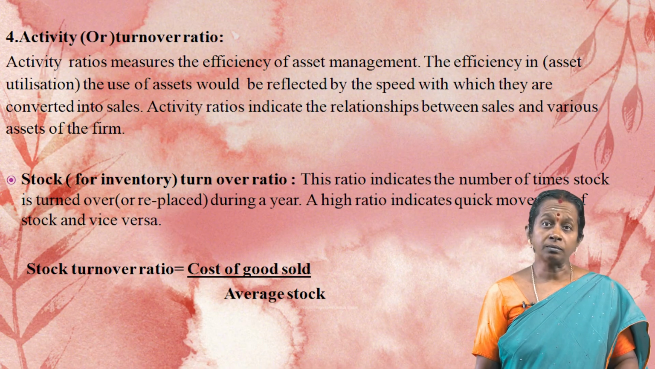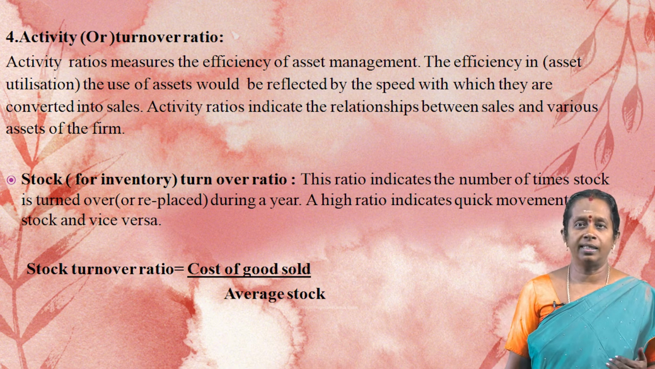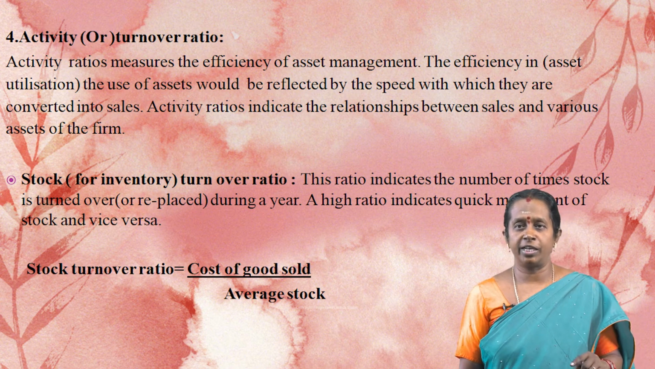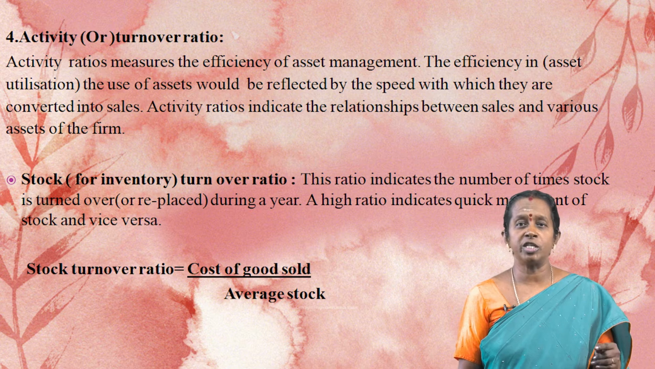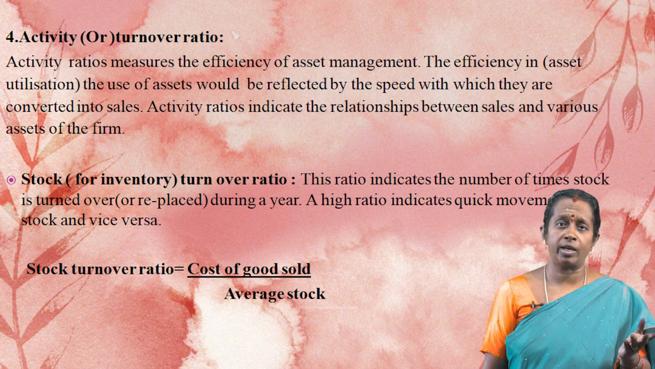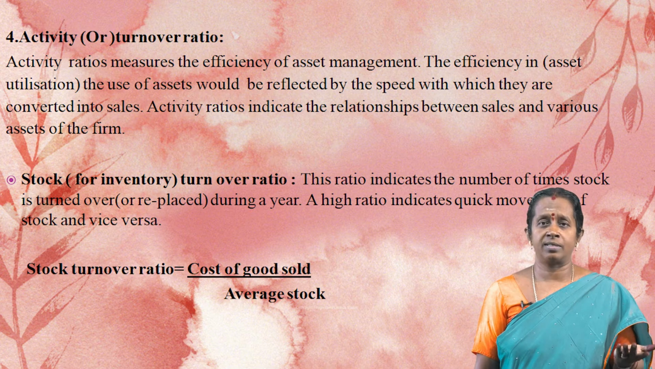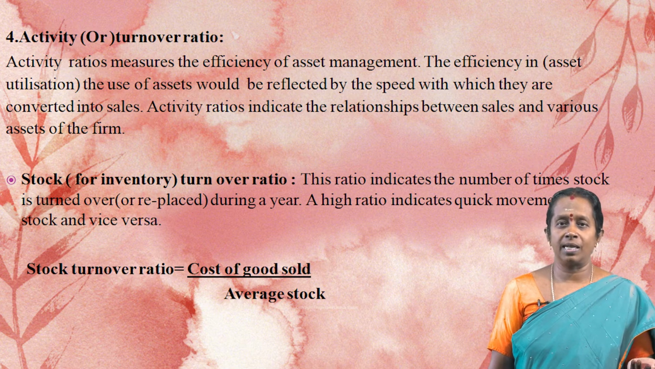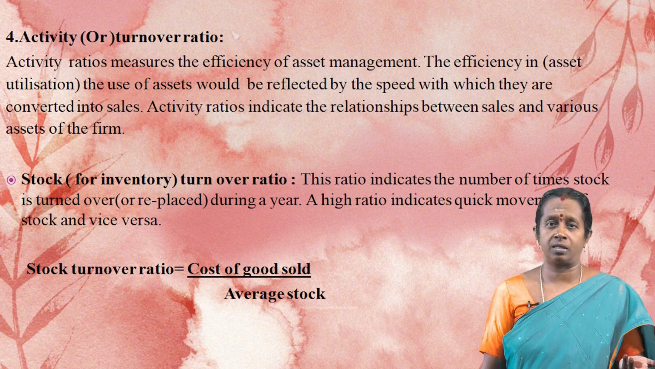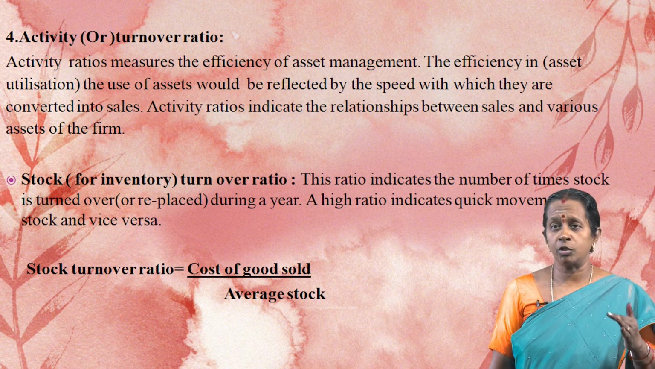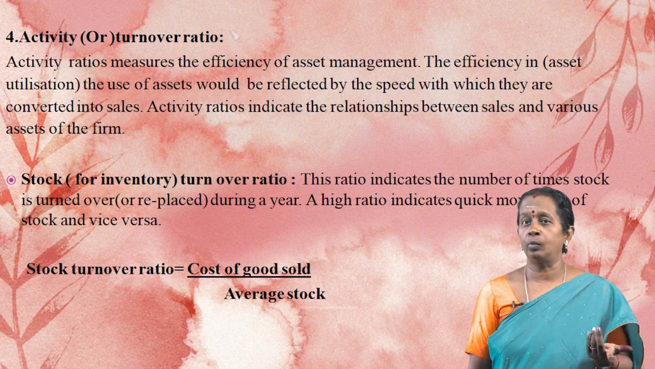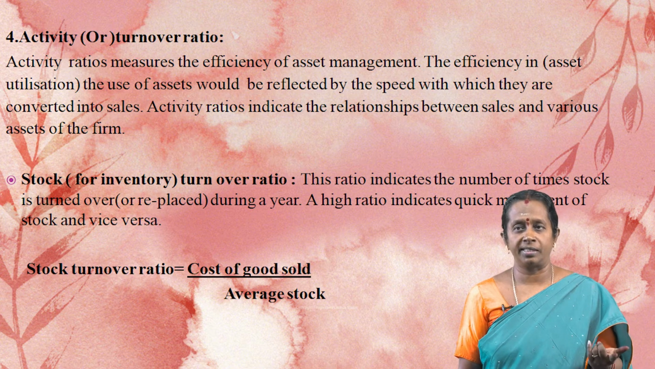Next one, activity or turnover ratio. In the case of activity ratios, we measure the efficiency of asset management. We have different types of assets: fixed assets, current assets, intangible assets, tangible assets, fictitious assets, etc. To manage the assets, we have these activity ratios or turnover ratios.